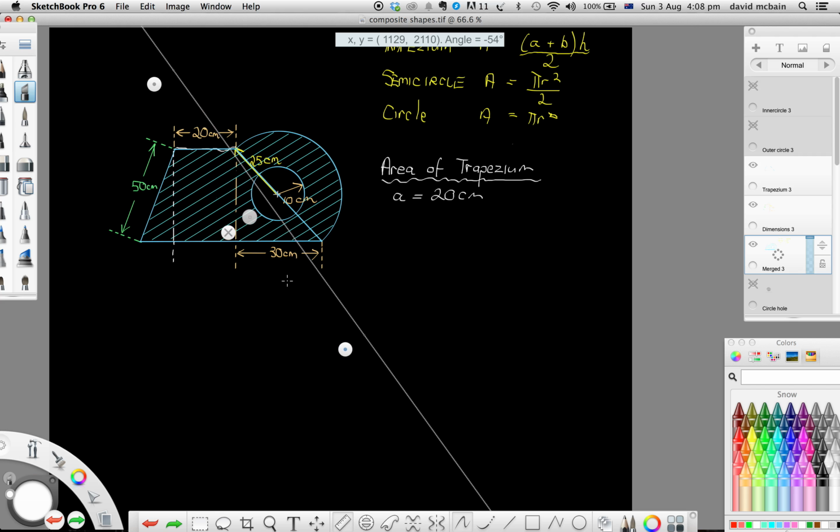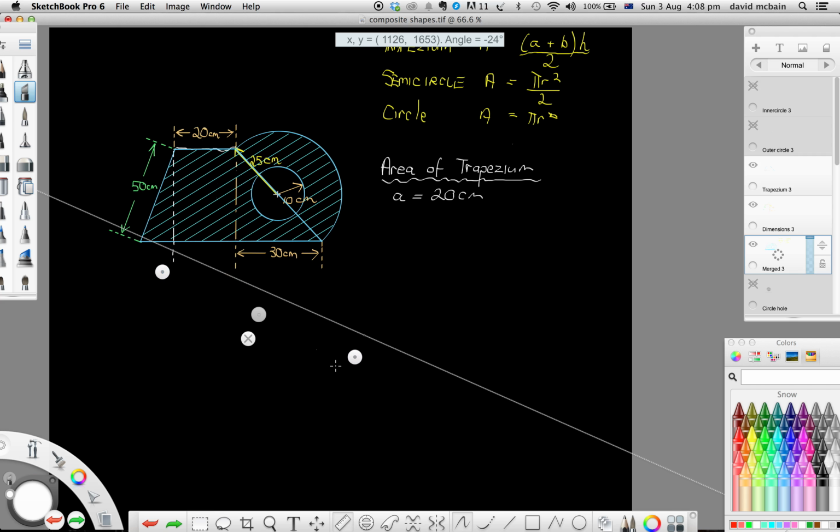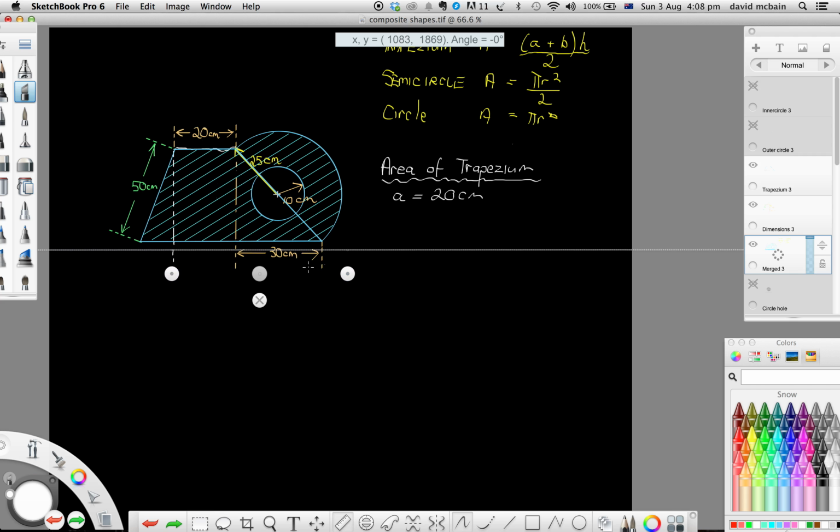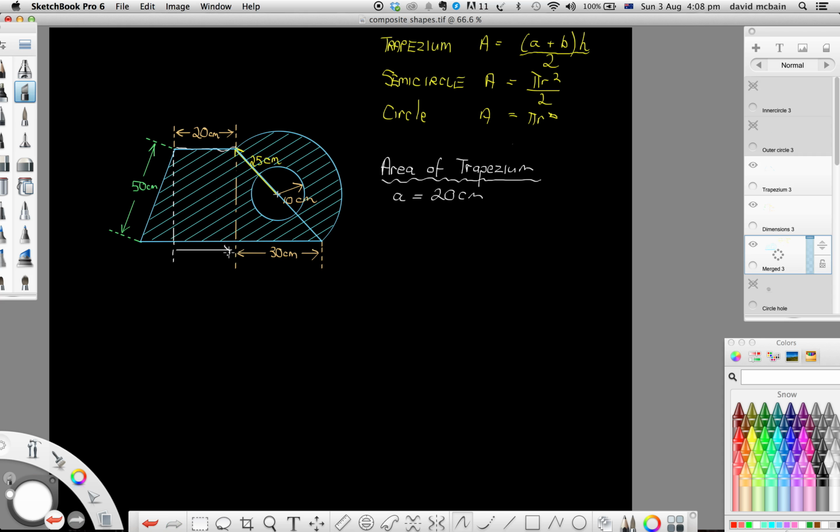We know that the distance from there to there is 20 centimetres. Okay, so we're nearly there. We've got this bit, which is 30, and this section, which is 20. What's this bit here? What's that final length?